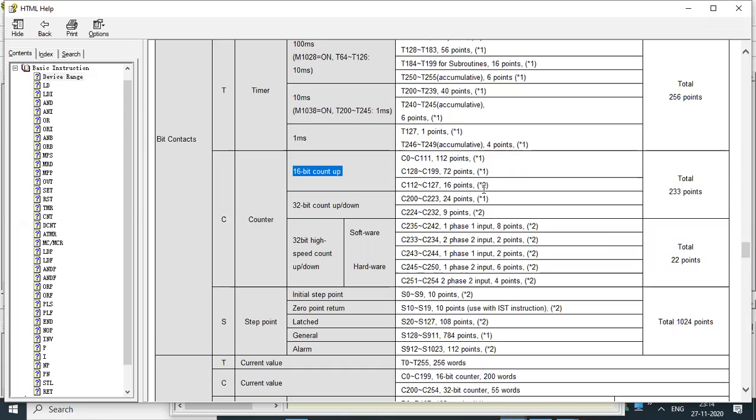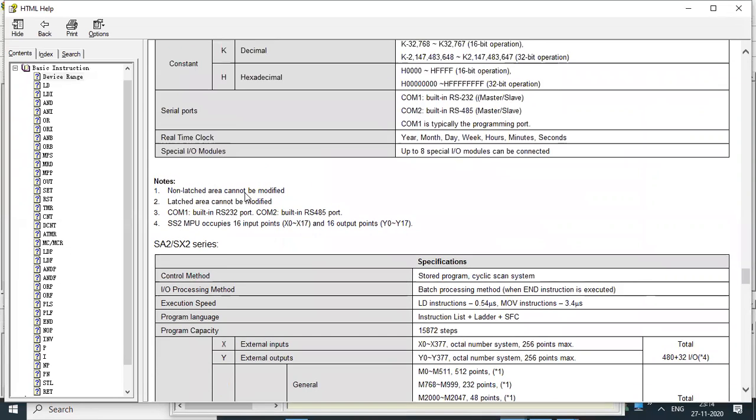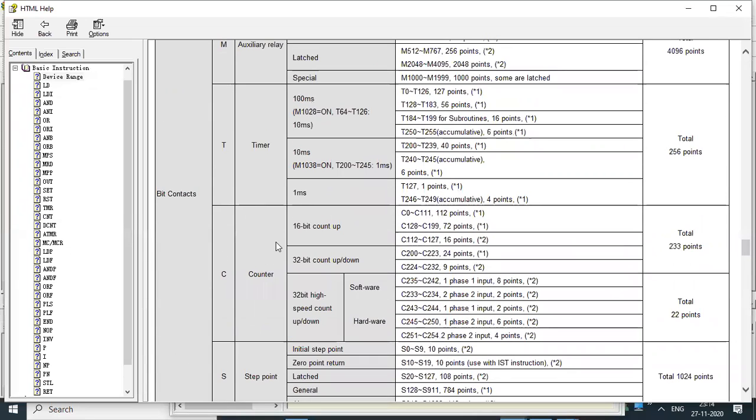So what is this star 1 and star 2? If you go down, star 1 is non-latched, star 2 is latched. So that means in these 16-bit up counters, C0 to C111 as well as C128 to C199 are the unlatched counters, and C112 to C127 are latched counters. What is an unlatched counter, and what is a latched counter? We will discuss while writing the program.